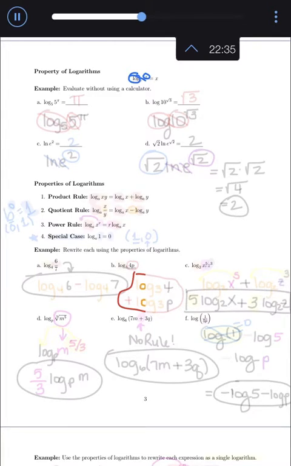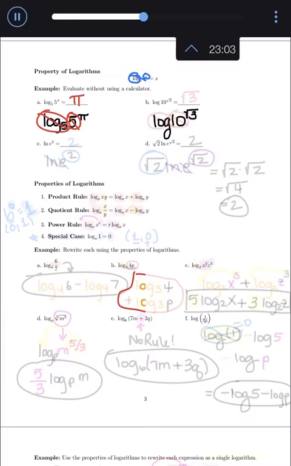So on this first one in a, we have a log base 5 of 5 to the pi. They both have a base of 5, so the log base 5 and the 5 as your base for your exponential will cancel out, leaving you with just the answer pi. Same thing for the next one. We've got a log of 10 to the square root of 3.